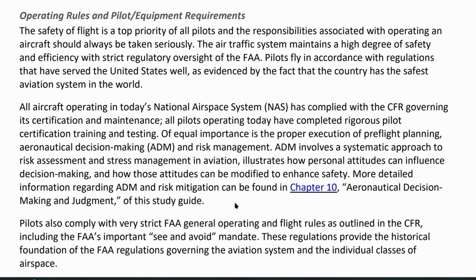Pilots are required to comply with CFR, and you might hear this a couple of times. It's another acronym. It's the Code of Federal Regulations. Pilots need to comply with the Code of Federal Regulations because aircraft operate federally, and the Code of Federal Regulations states that you need to see and avoid. You need to practice this. So if you see something that is hazardous, you need to avoid it.